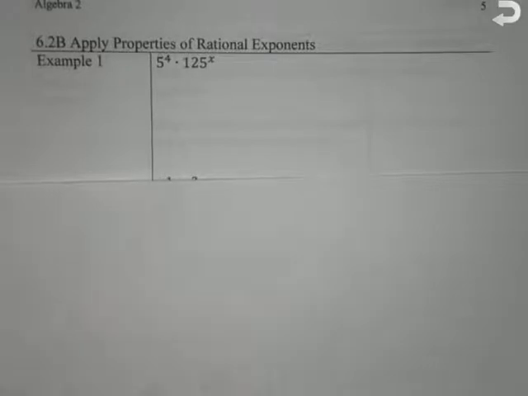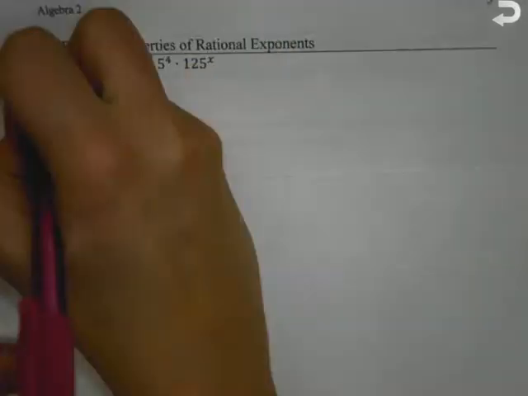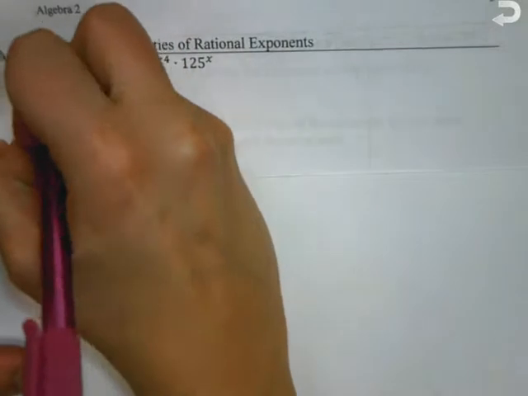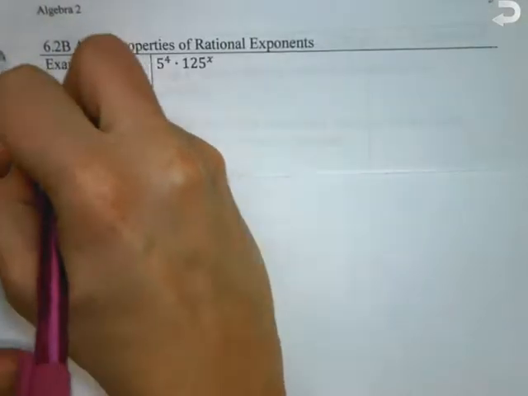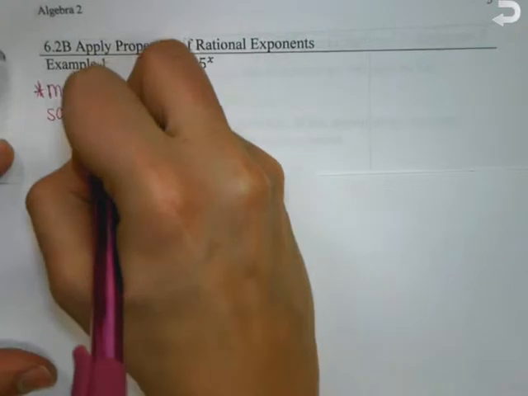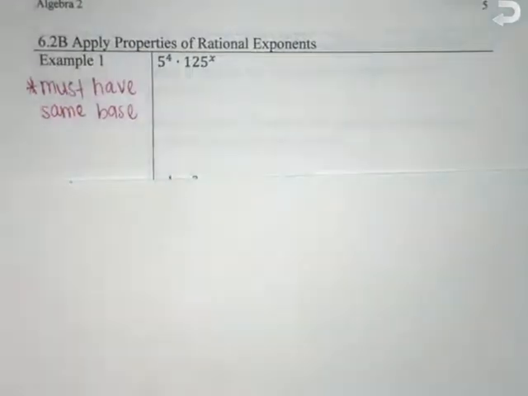Previously, when we were multiplying powers, there was one overall rule that we had to follow. Does anybody remember what it was? It had to do with the bases. I keep the base, but the base has to be the same. So we need the same base. So let's write that: must have same base. So we have to have the same base here.